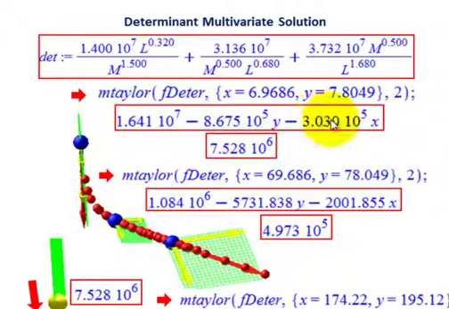and I came up with some x and y, essentially a plane, representing this initial point here. So if I plug in that first point, 6.9 and 7.8, into my Taylor expansion, or that Taylor series, I come up with 7.528 times ten to the sixth, or we'll look at that as 7,528,000 essentially. Okay, so that's for that point here.